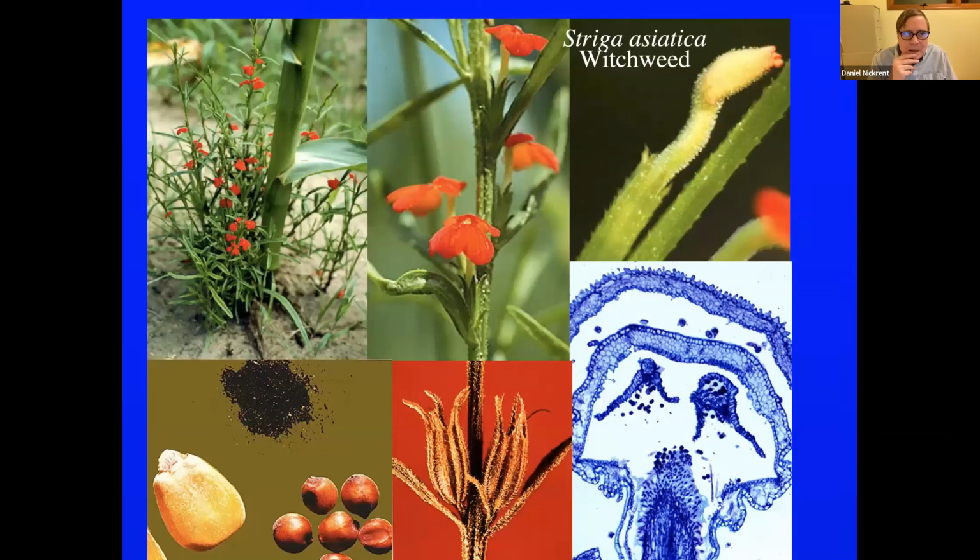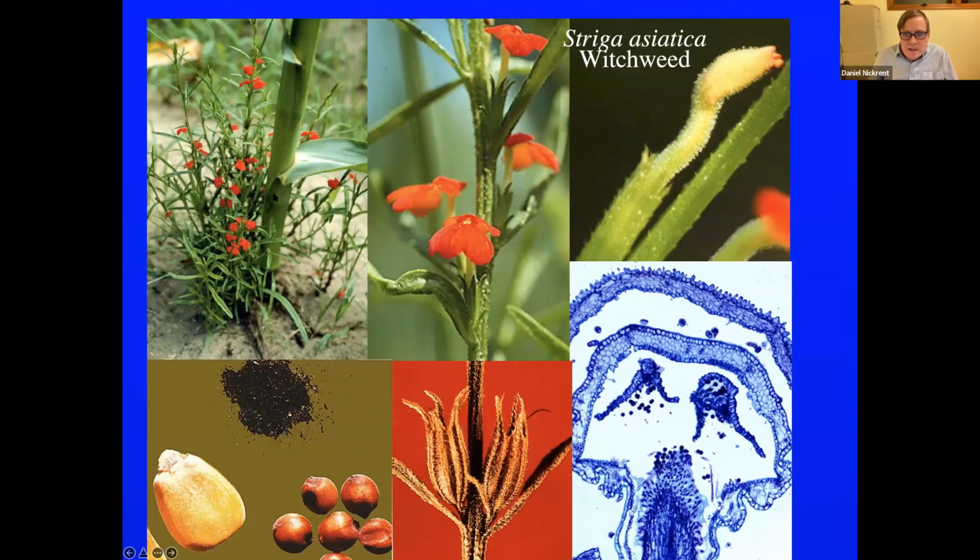These are the bad. This is Striga asiatica. I did my master's degree on it. Why? Because it was introduced in the 1950s into North Carolina to about 20 counties. What does it parasitize? Corn, maize. And here's Striga growing nicely on the roots of corn.